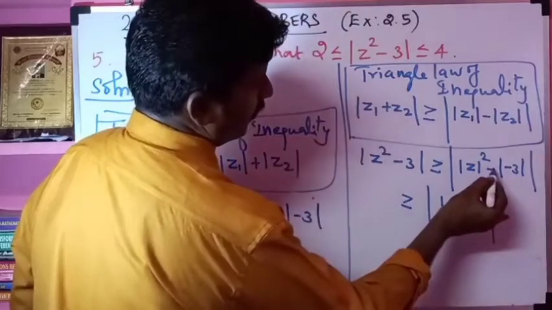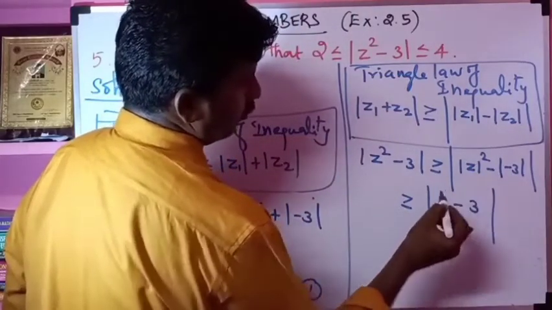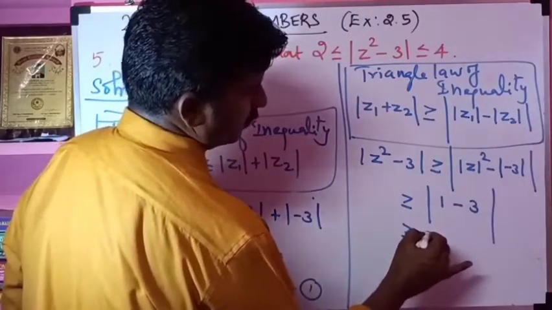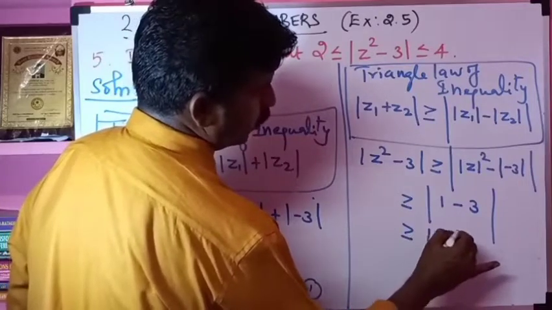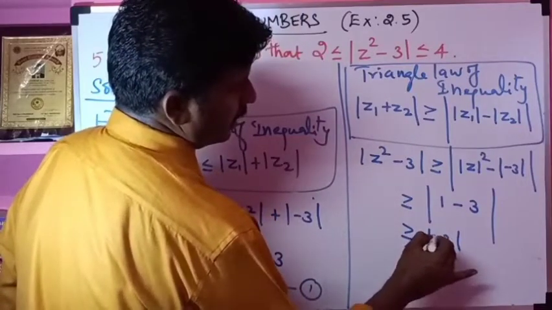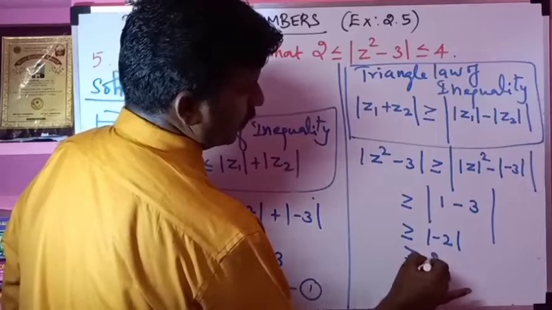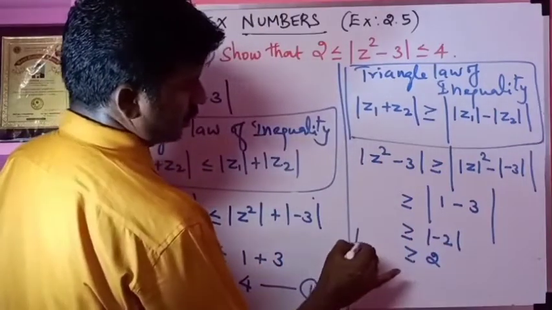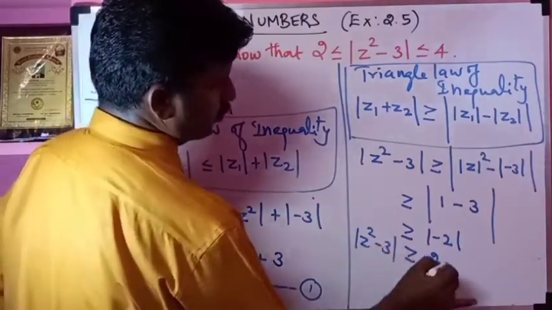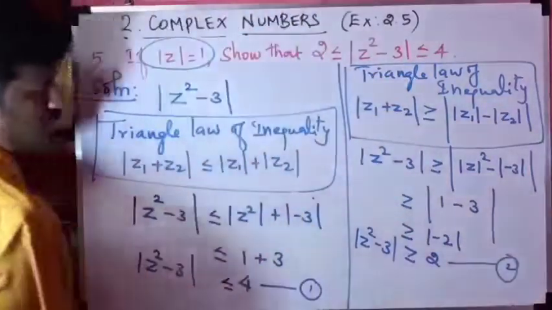This minus from here, right? The minus we have put as it is. The greater than or equal to, this is what? 1 minus 3, the minus 2, which is what we have written? Modulus minus 2, plus 2 we can take, right? So this is modulus z square minus 3 greater than or equal to 2. So this is equation 2.